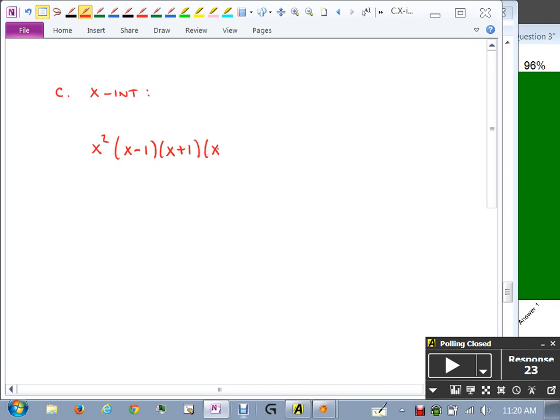x plus 5, x minus 2, x minus 5, x plus 2 equals 0, right? So that's where I am. All that work just to get that. And now I set each factor equal to 0. So set this to 0, set this to 0, set this to 0, set this to 0, set this to 0. What are our solutions?